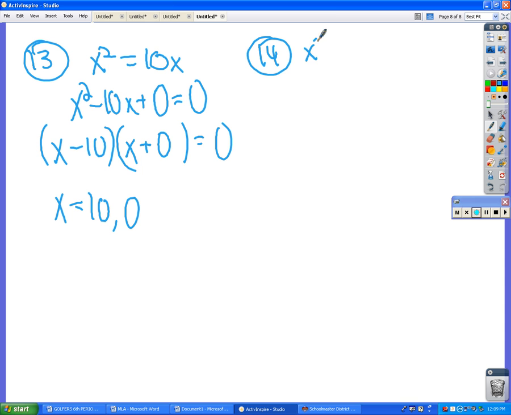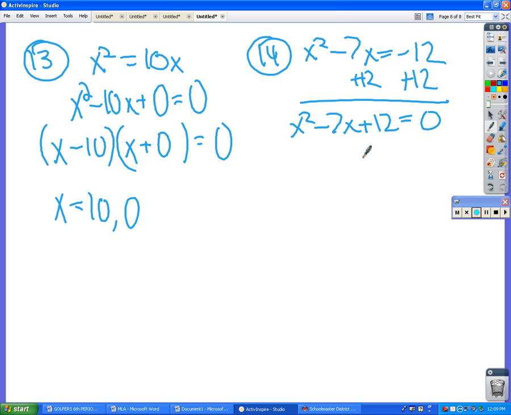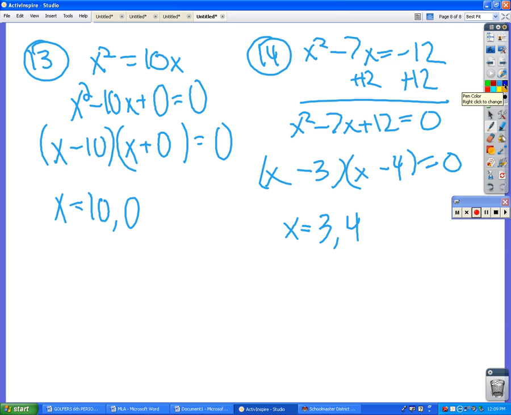Same deal with 14. Starting out like this, what do you have to do first to get it ready? Add the 12 to both sides. So that's going to be x squared minus 7x plus 12 equals 0. Now when I factor, I need two numbers that multiply together to be 12 and add together to be negative 7. What would those be? Negative 3 and negative 4. So that means x could equal 3 or 4. Those are not too bad.